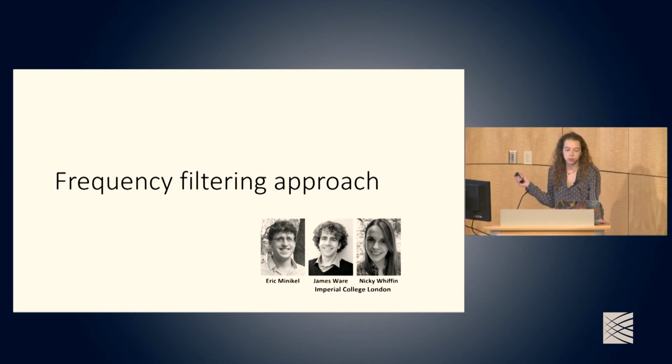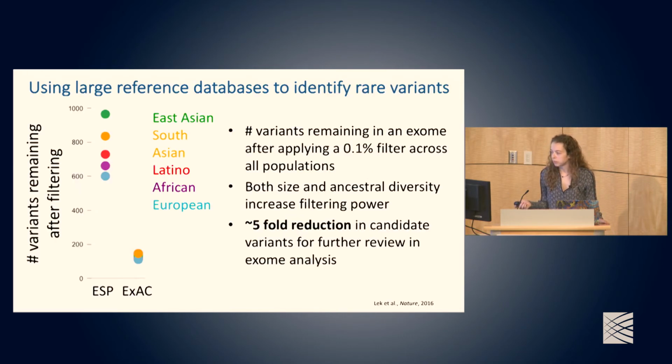Another approach we use is frequency filtering. This is getting back to how we use our reference population databases. This is work by Eric Minikel, James Ware, and Nicky Whiffin. I've told you about gnomAD and ExAC and how having these large population databases is really powerful. Before, we had the Exome Sequencing Project, a database an order of magnitude smaller that only had Europeans and African Americans. If we used a 0.1% allele frequency and asked how many variants are so rare that they occur in only 1 in 1,000 people, we still had close to 600 to close to 1,000 variants to look at that were considered very rare by this metric.